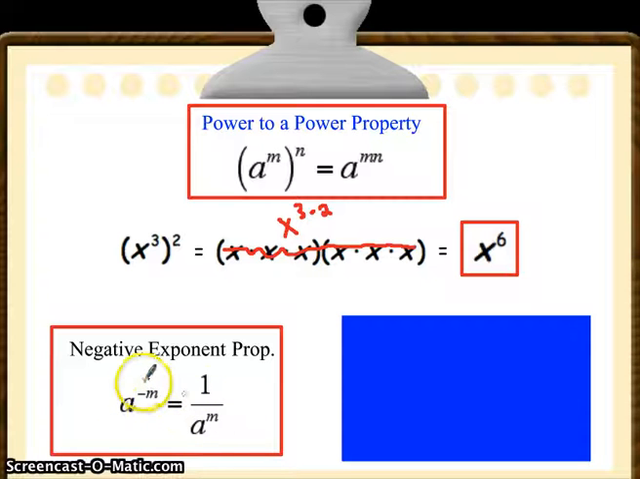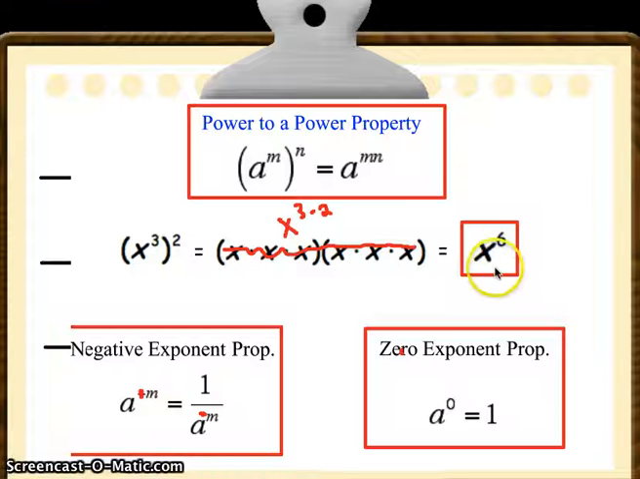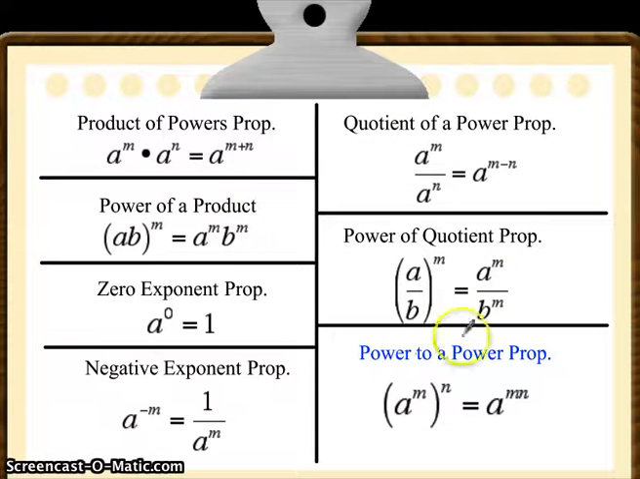By the way, that also works backwards. If you had a to a negative exponent on the bottom, that just becomes a positive exponent on the top. So that also works. And then the last property to definitely know of is called the zero exponent property. Anything to the 0 power equals 1. So that's our big list of all of those properties.